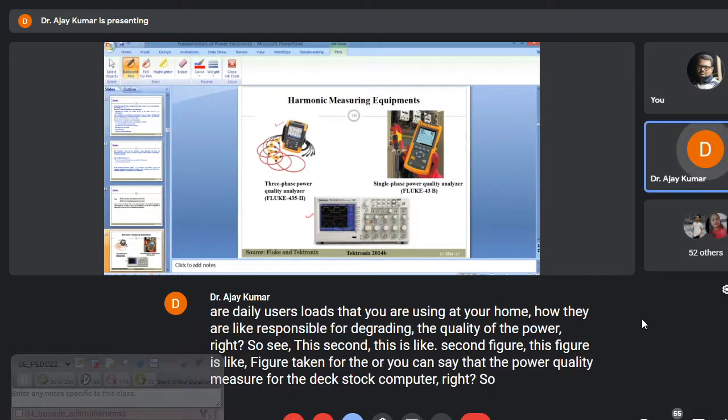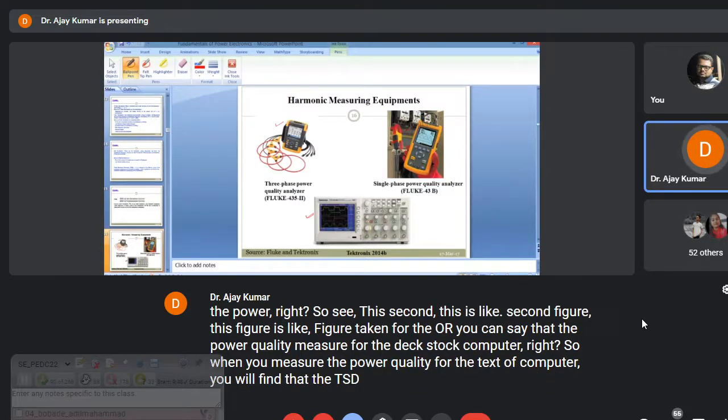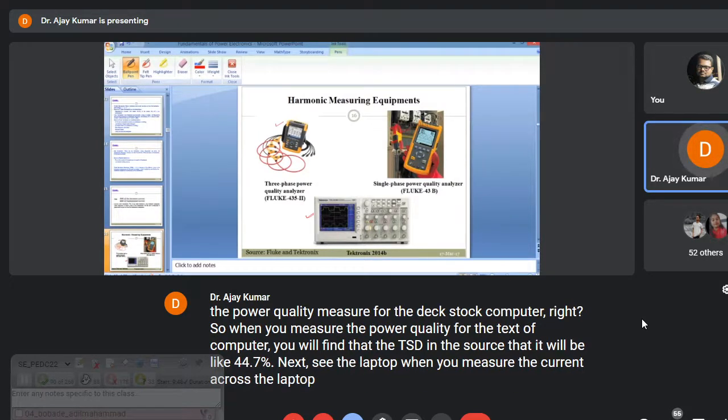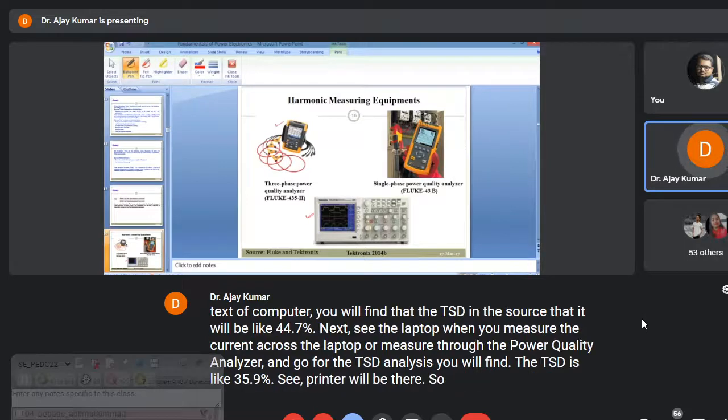So when you measure the power quality for the desktop computer, you will find that the THD in the source current will be like 44.7%. Next, see the laptop. When you measure the current across the laptop through the power quality analyzer and go for the THD analysis, you will find that THD is like 35.9%. See, the printer will be there, so THD will be like 52.3%.